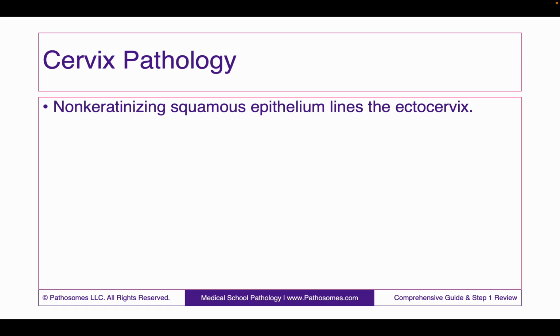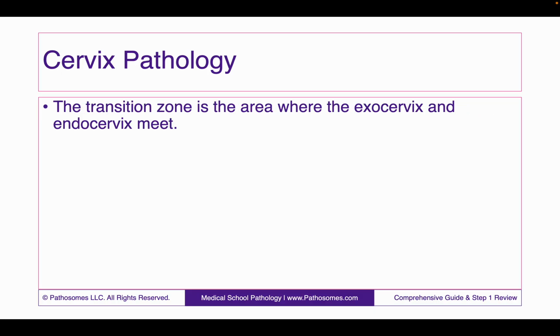Non-keratinizing squamous epithelium, as we know, is what lines the ectocervix. And columnar cells make up the inner layer lining the endocervix. The transition zone is the area where the exocervix or ectocervix and the endocervix meet.